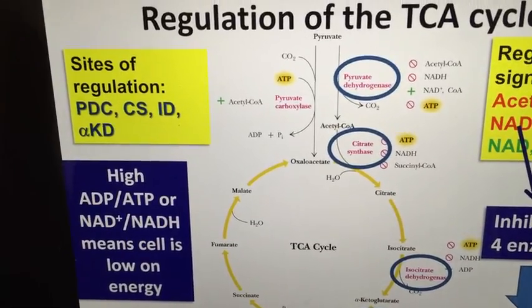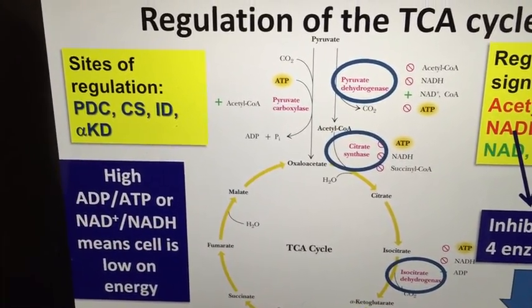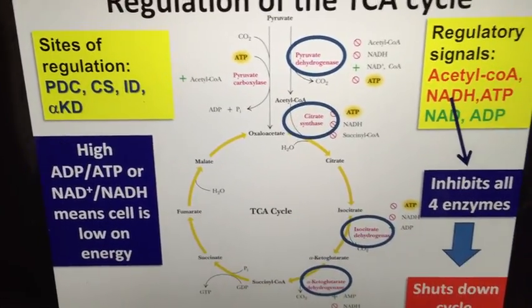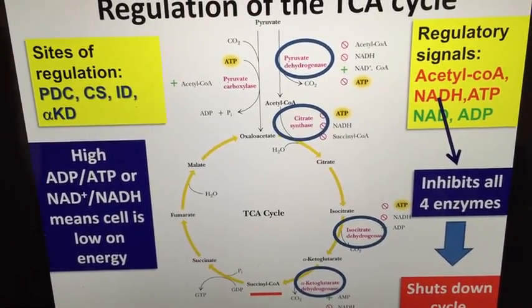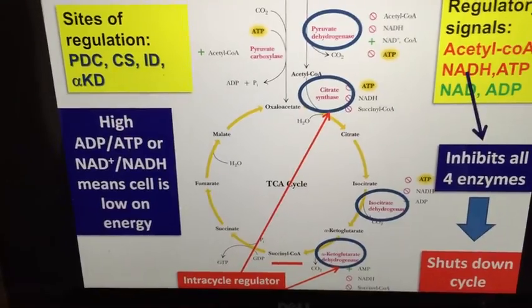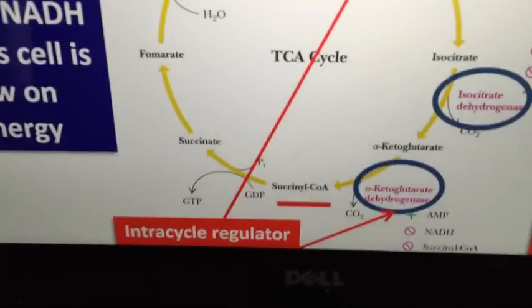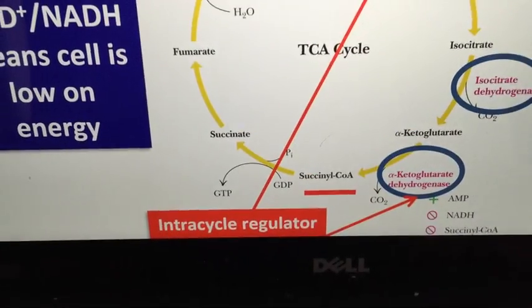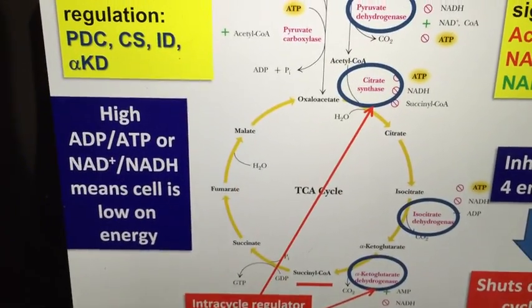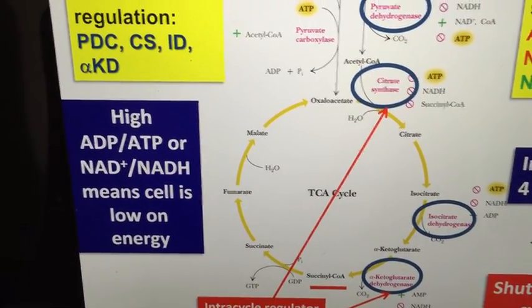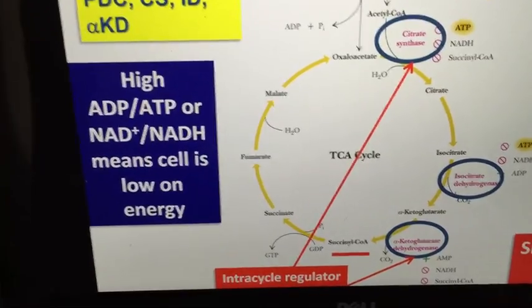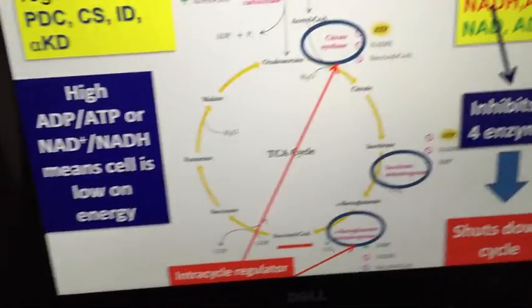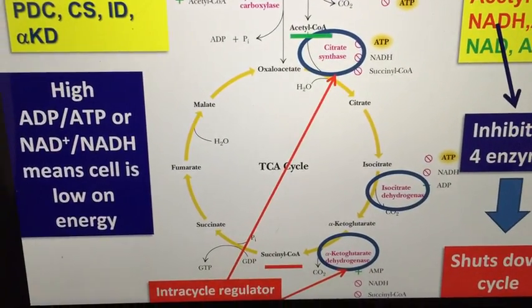If, on the other hand, there's a high ADP to ATP ratio, a high NAD plus to NADH ratio, it means the cell is low in energy, and that is why those signals cause the cycle to increase. Succinyl-CoA is an intracycle regulator. It particularly regulates alpha-ketoglutarate dehydrogenase and citrate synthase. And of course, it's also going to be an inhibitor, because if there's a lot of succinyl-CoA, it means that the cycle is producing too rapidly. Too much NAD plus is being formed, and there will be too much energy and it needs to slow down.